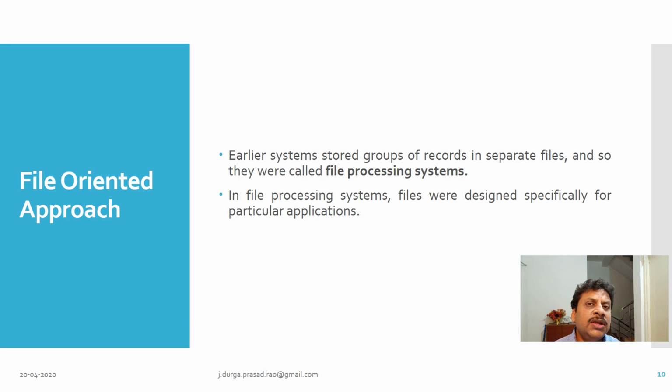Now let us know something about file-oriented approach. The earliest business computer systems were used to process business records and produce information. They were generally faster and more accurate than equivalent manual systems. These systems stored groups of records in separate files, and so they were called file processing systems. In a typical file processing system, each department has its own files designed specifically for those applications. The department itself, working with the data processing system, sets policies or standards for the format and maintenance of its files.